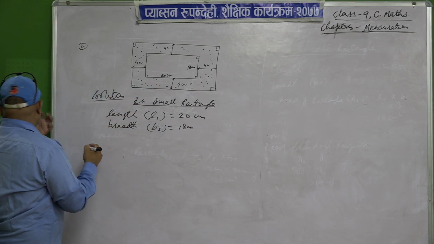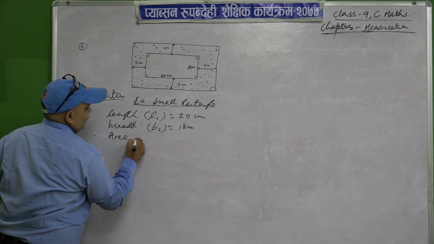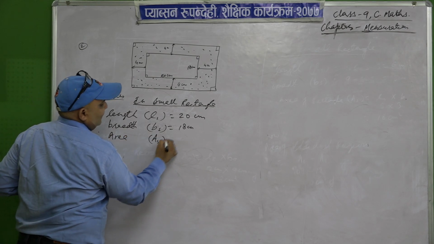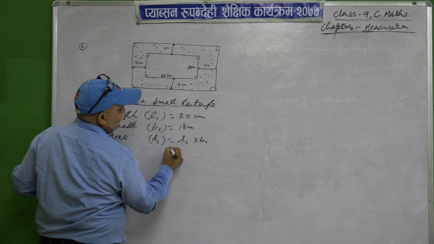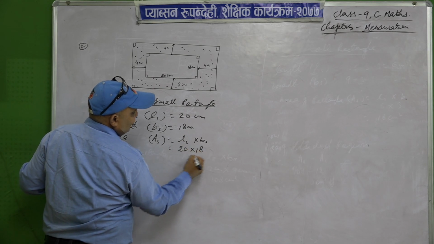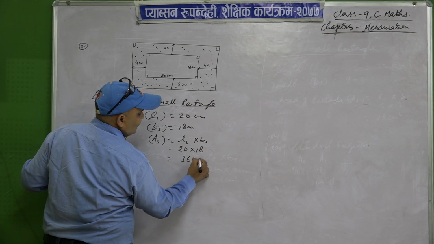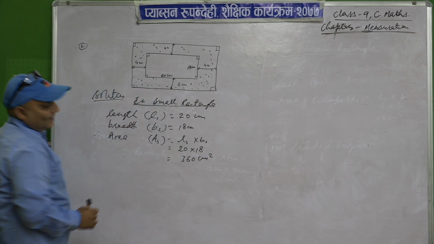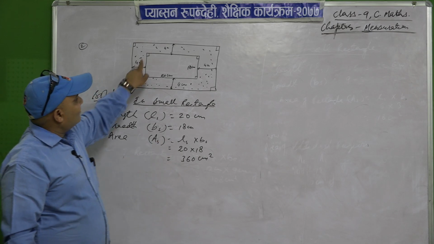From these two dimensions we can find out area. Therefore area AS is equal to L into B, that is LS, BS you can write. The length is 20, breadth is 18. If you multiply you will get 360 centimeter square. This is the area of small rectangle.